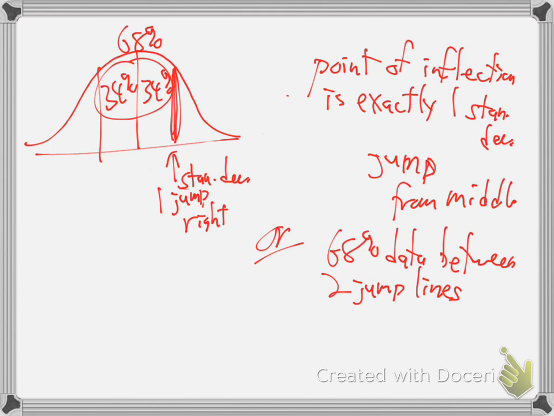So there's two ways they can tell you. They can say, hey, there's 68% of the data captured in there. Well, then they're saying, hey, that's exactly one standard deviation jump right and left to the middle. Or they can say, hey, it's hitting at a point of inflection, bowl up, bowl down right there. Well, then, okay, that's exactly one standard deviation jump to the right. But if they don't give you those two, you cannot assume.